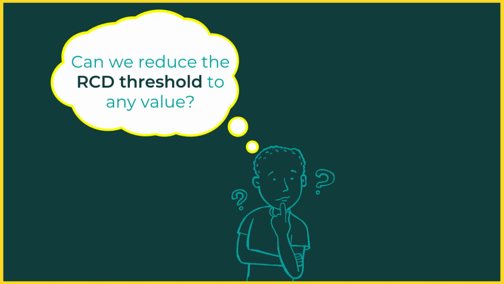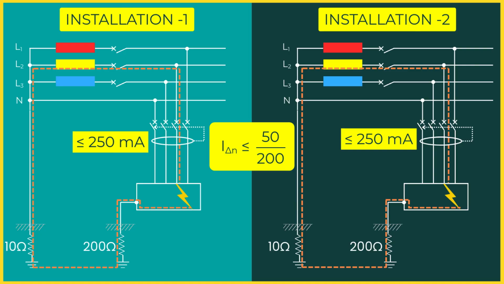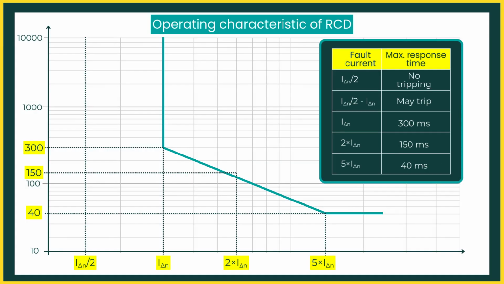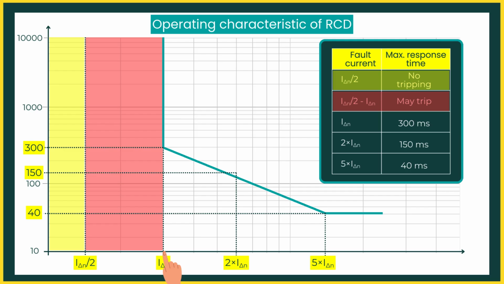You might be thinking, can we reduce the RCD threshold to any value? The answer is no. The choice of RCD sensitivity also depends on the total leakage currents in the installation under healthy operating conditions. To see why, we first need to look at the operating characteristic of an RCD. An RCD will not operate for a residual current less than half of I delta N. This is known as the residual non-operating current. The RCD may operate between half I delta N and I delta N. And it will definitely operate above I delta N.